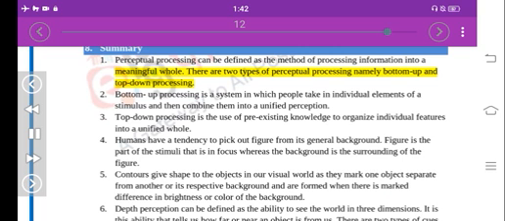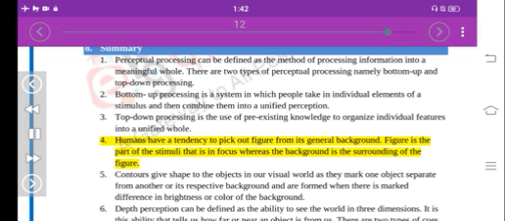There are two types of perceptual processing, namely bottom-up and top-down processing. 2. Bottom-up processing is a system in which people take in individual elements of a stimulus and then combine them into a unified perception. 3. Top-down processing is the use of pre-existing knowledge to organize individual features into a unified whole. 4. Humans have a tendency to pick out a figure from its general background.